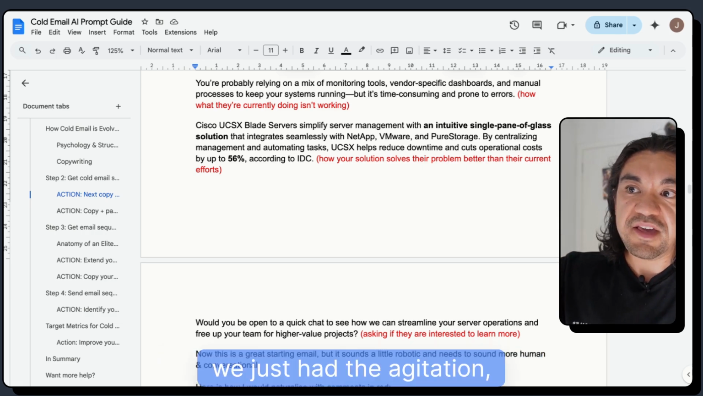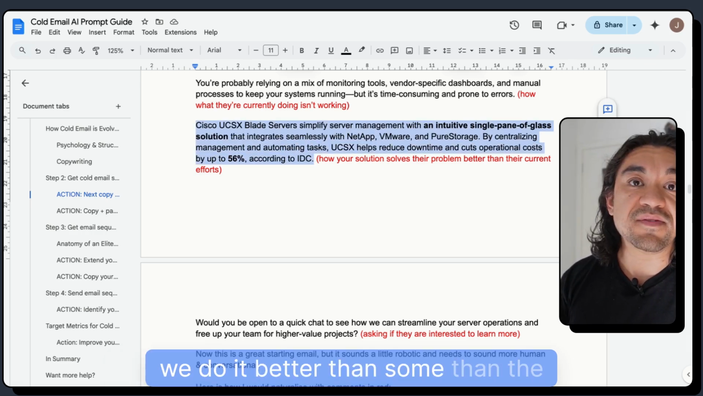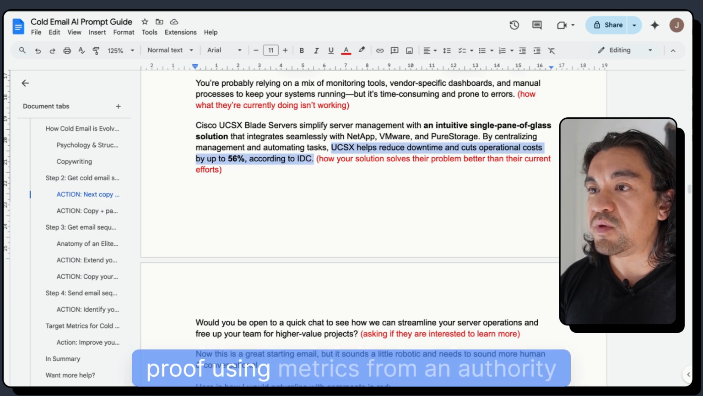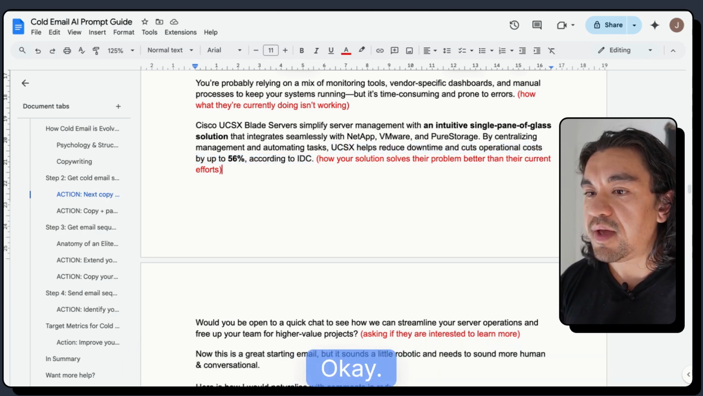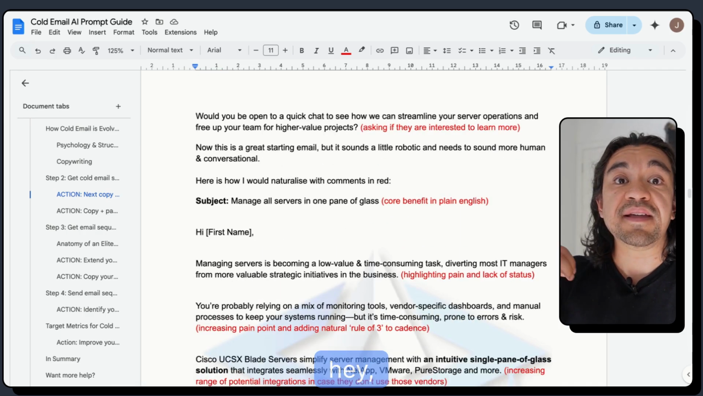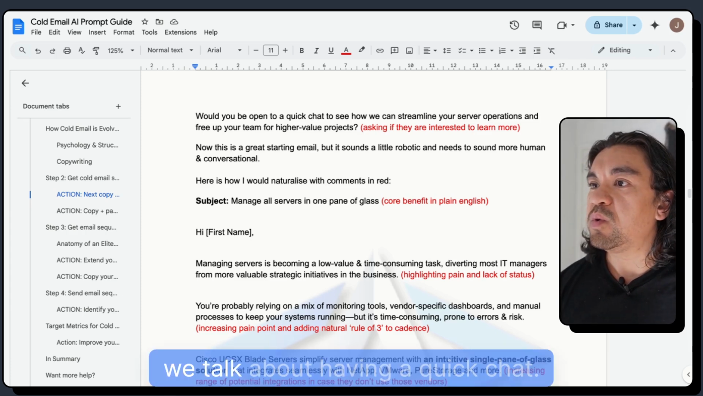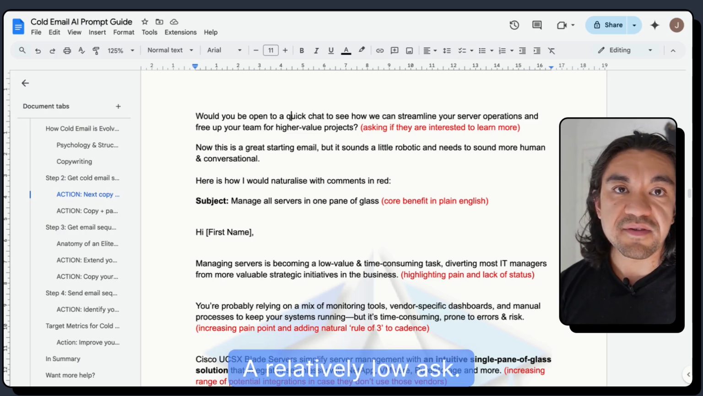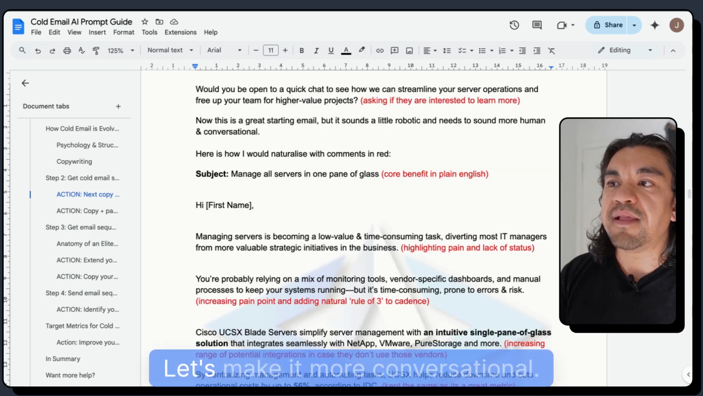Okay, we've just had the agitation. Now this is the solution. Talking about our solution here and how we do it better than the others. And then we've also got a bit of social proof using metrics from an authority, which is IDC. Okay, and then as part of the last part of the framework, again, not asking about, hey, can we have a meeting? Hey, you want to buy this server? We talk about having a quick chat. Okay, just a quick chat, a relatively low ask. Now this is not bad, as we've mentioned here before. A little bit robotic. Let's make it more conversational.